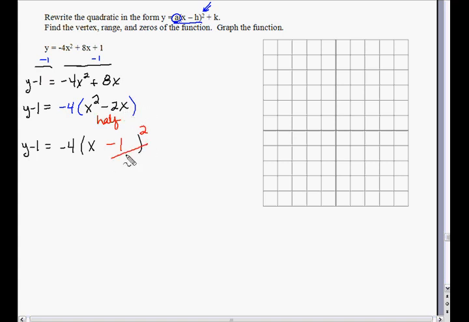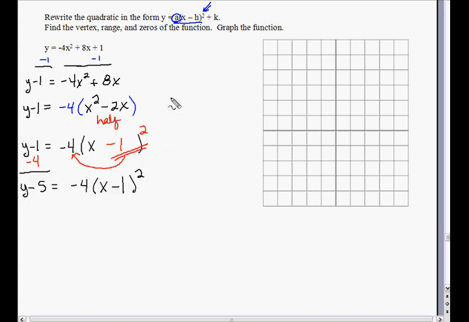So this negative 1 squared is new to the equation, and we are no longer balanced. We multiply this negative 1 squared times the negative 4, and then we add that result to the other side of the equation, which is negative 4. Negative 1 squared is positive 1. Positive 1 times negative 4 is negative 4.